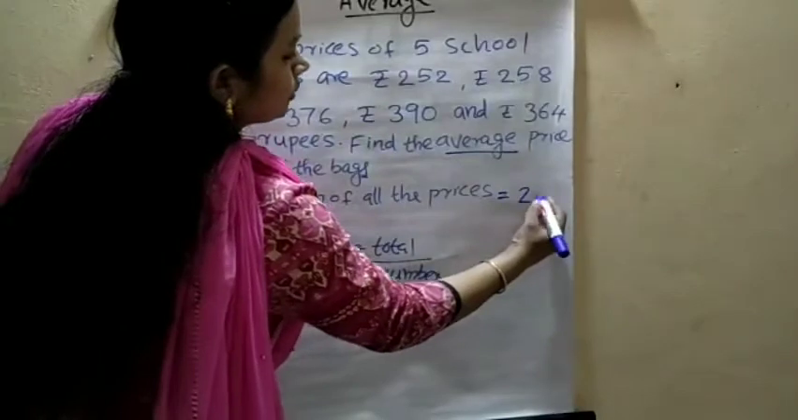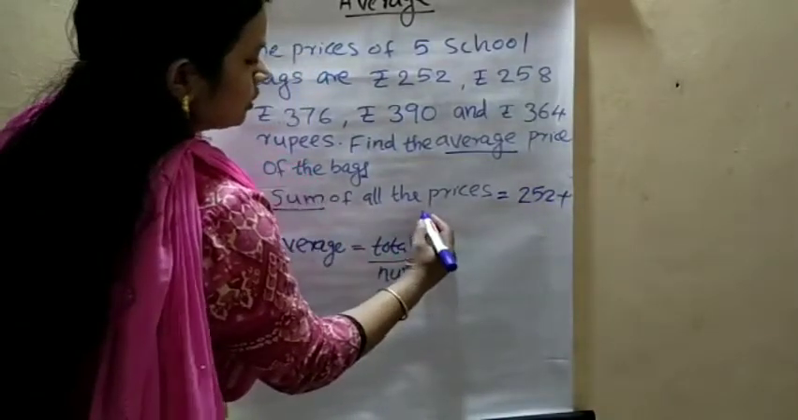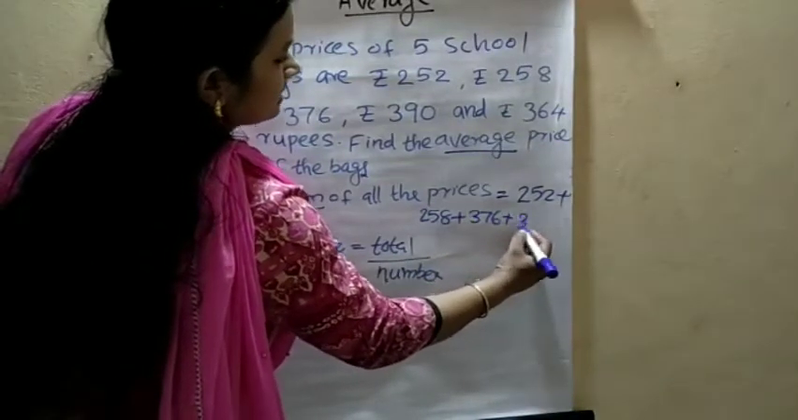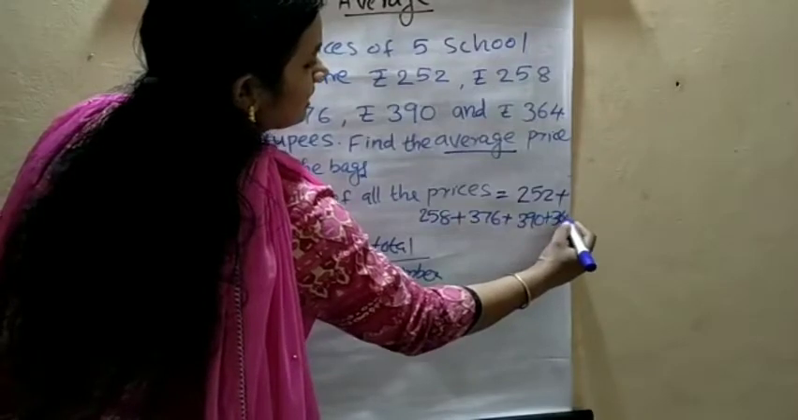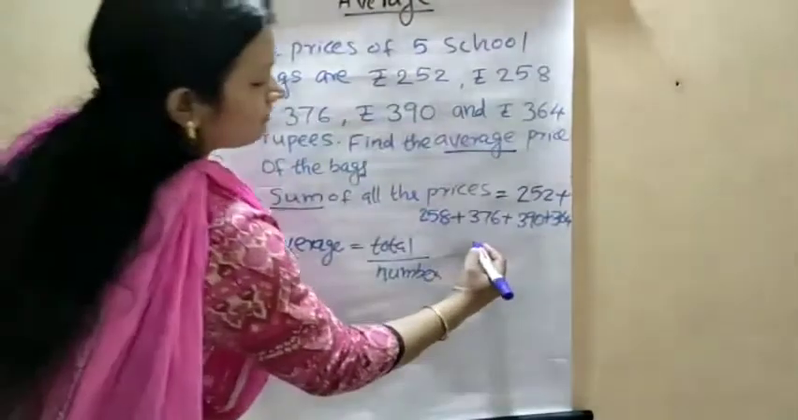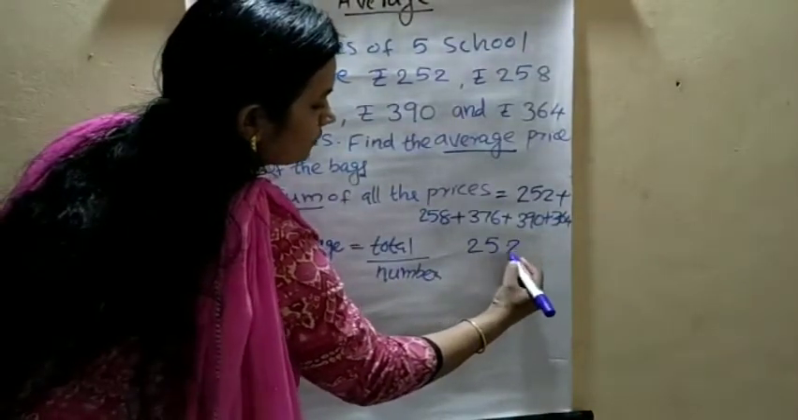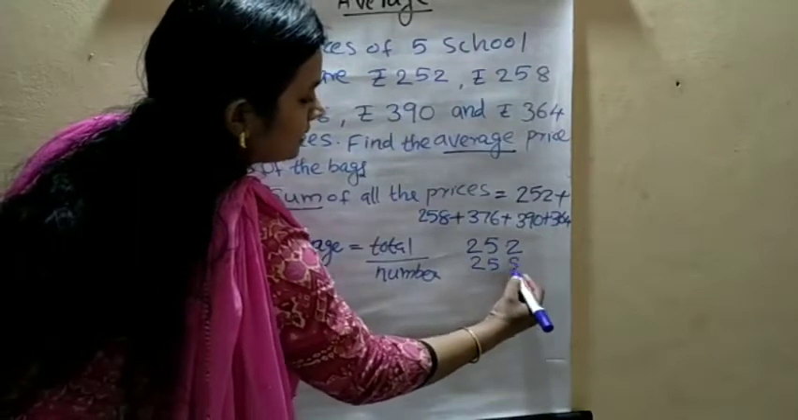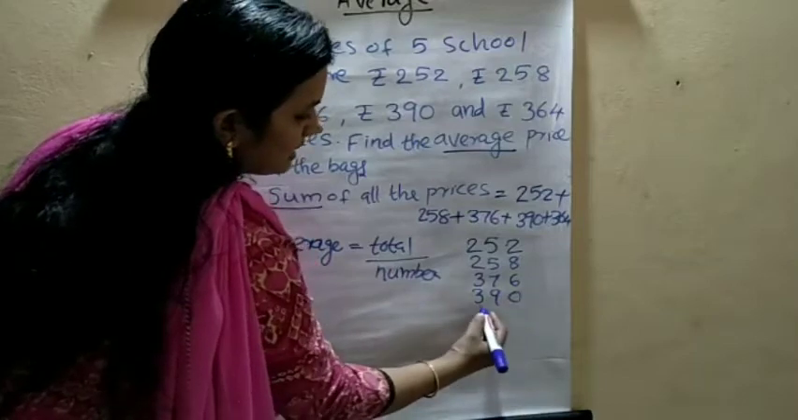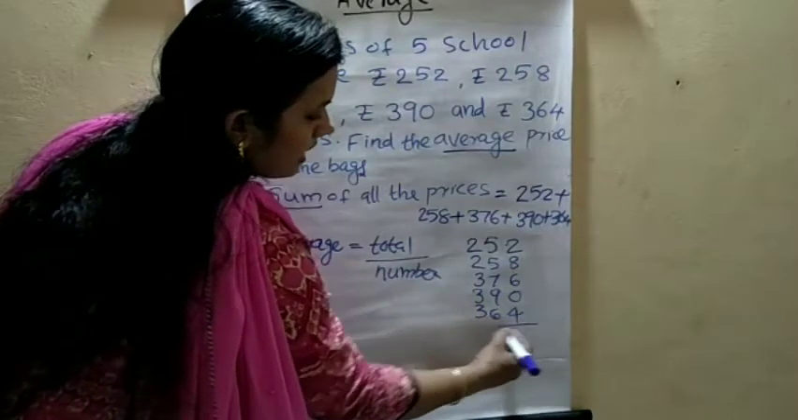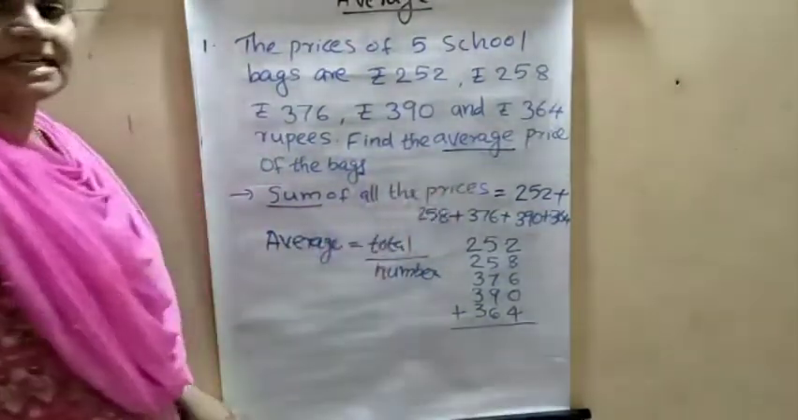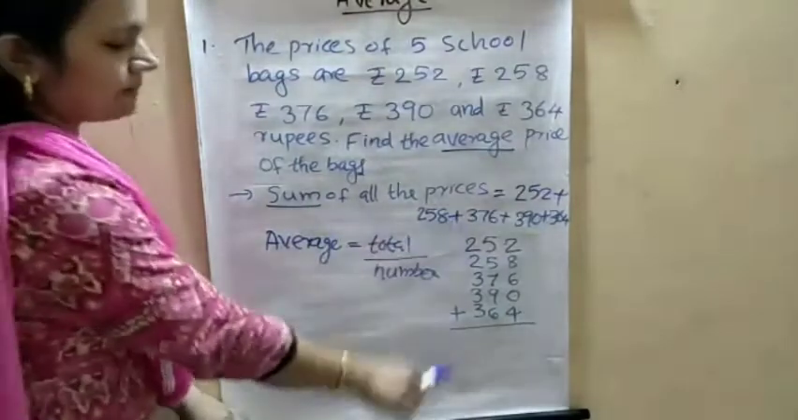So we can write what? 252 plus 258 plus 376 plus 390 plus 364. Okay, then you do the addition. One by one we can write 252, 258, 376, 390, 364. Add these 5 numbers. First we want to find out the sum of all the prices, the sum of these 5 numbers.